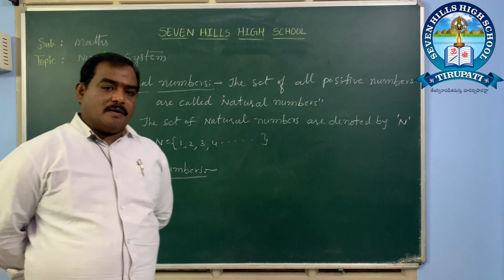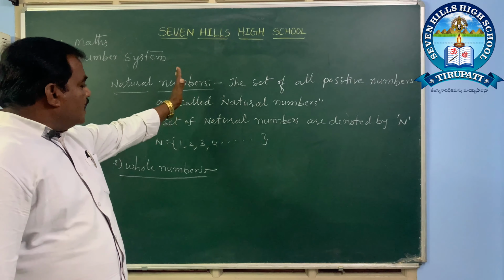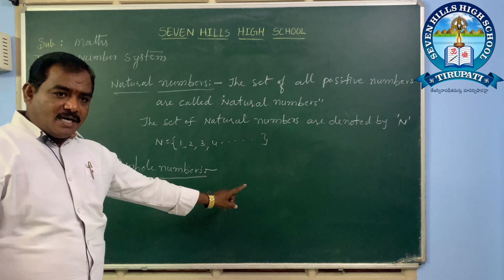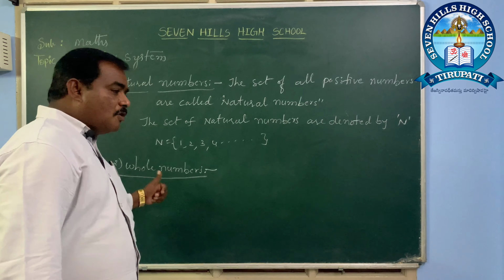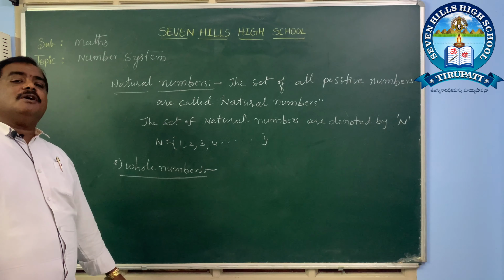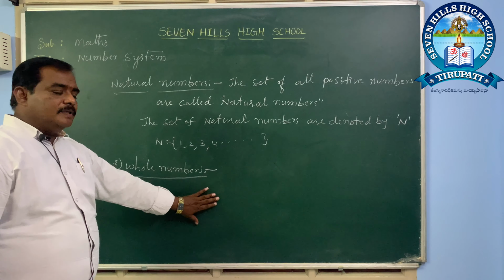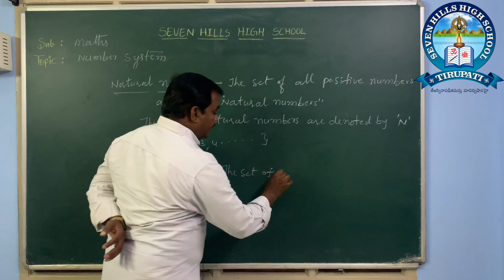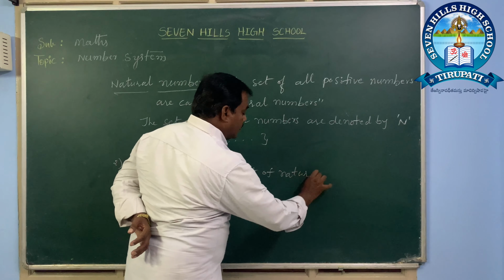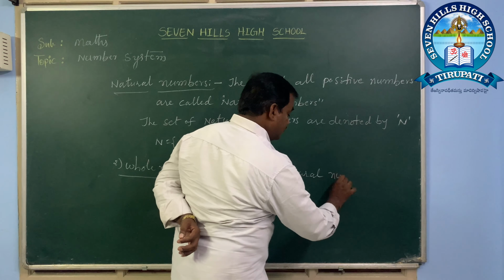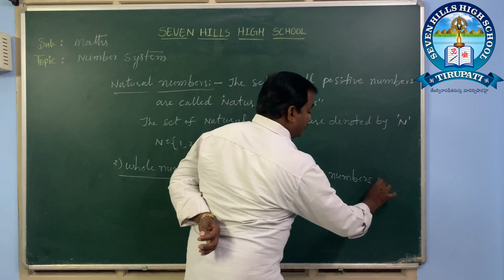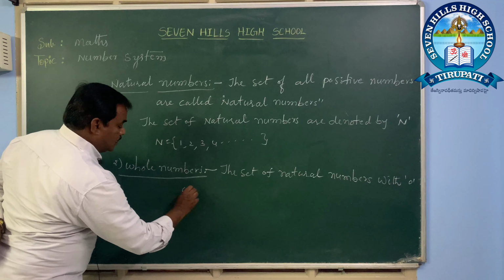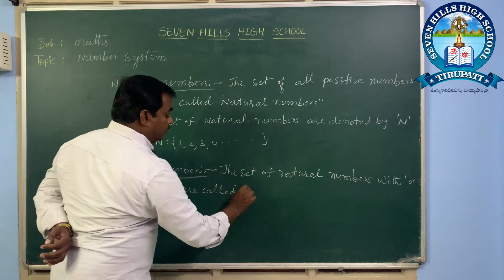First, what is meant by whole numbers? The set of natural numbers including 0 are called whole numbers. The set of whole numbers are denoted by the letter W. So the set of natural numbers with 0 are called whole numbers.